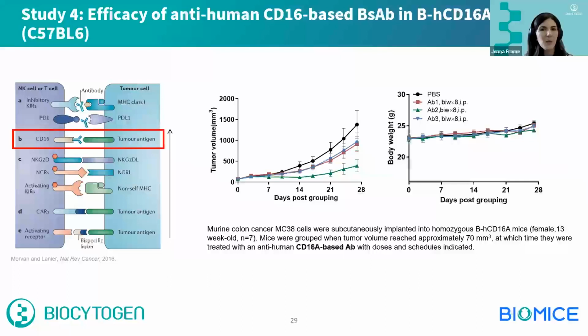In this next study, we performed efficacy assessments for CD16 based antibodies in our humanized CD16A mice, and this strain is on the C57BL6 background. And these studies revealed varying levels of anti-tumor efficacy of the few antibodies tested, with no significant changes in body weight evident, indicating that there's no adverse effects. So together, these studies indicate that these models can be used to effectively assess antibodies that target human CD16A.